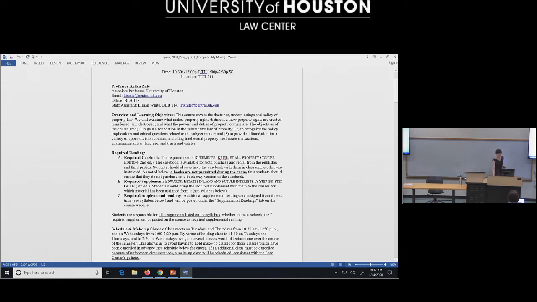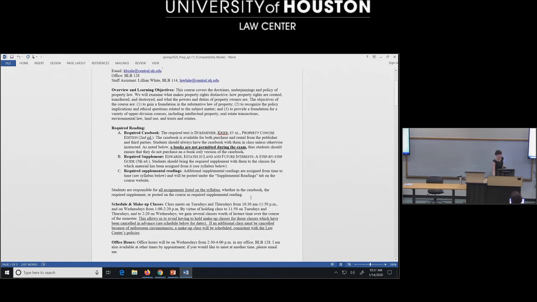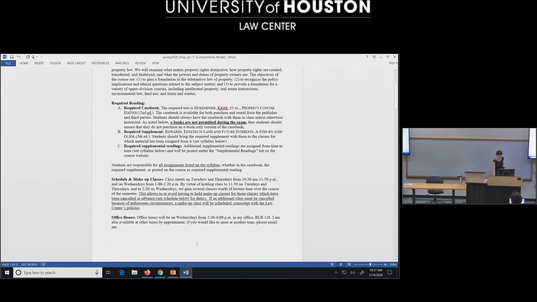The schedule, so again, first year classes are always a little odd. They meet at different times on different days. So we are on Tuesdays and Thursdays at this time, and then tomorrow on Wednesdays in the afternoon. And the way that first year classes work is also the amount of time that the school schedules overschedules the amount of hours that the ABA requires.